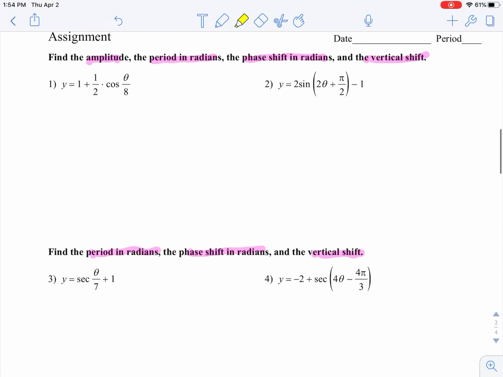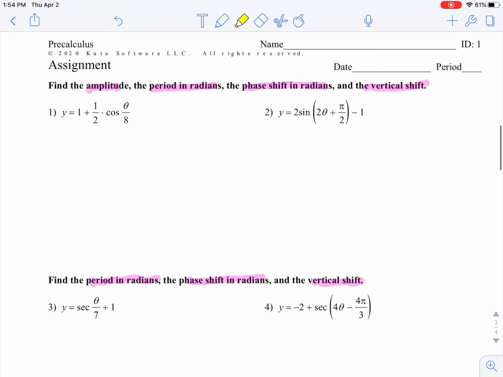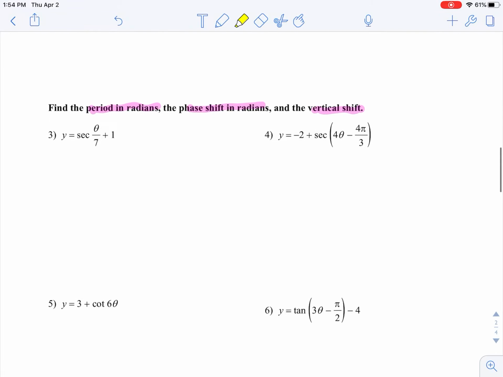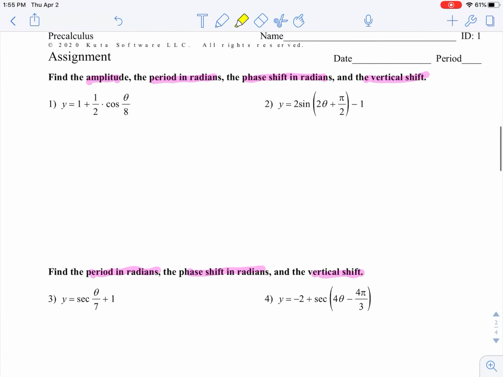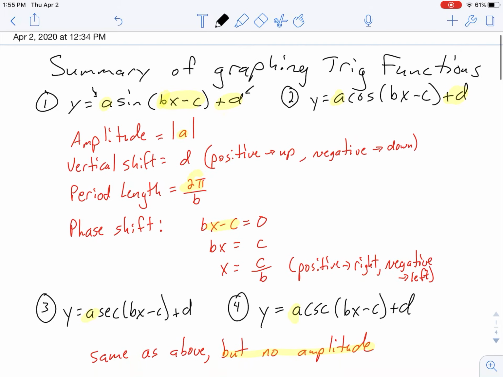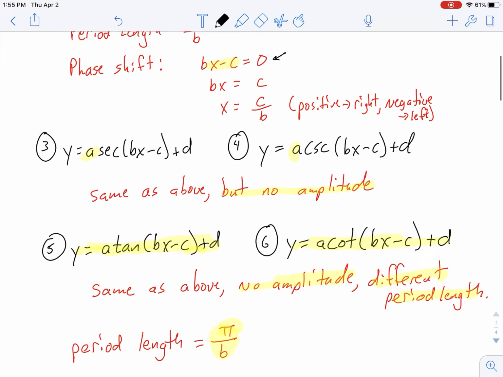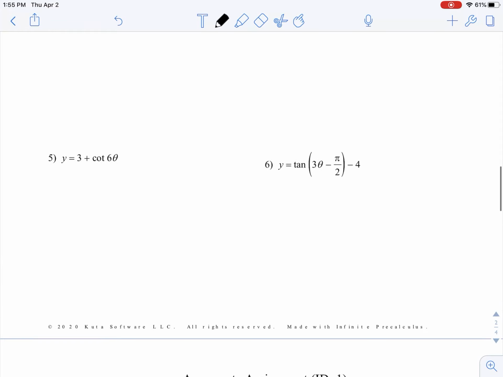I'm not working out any examples. I want you to do all 6 problems, evens and odds, please. There's only 6. Show any applicable work. I know that for amplitude and vertical shift, there is no applicable work. I don't expect you to do any sort of extra writing to make it look like you did your work. I expect to see a little bit of work on period length, but it might not even be that much, and a little bit of work on phase shift. That's all I really expect to see on these 6 problems.